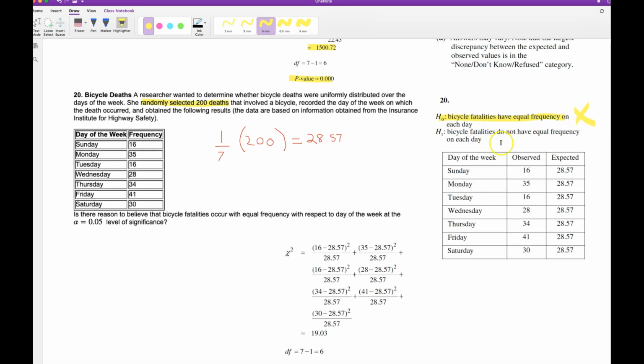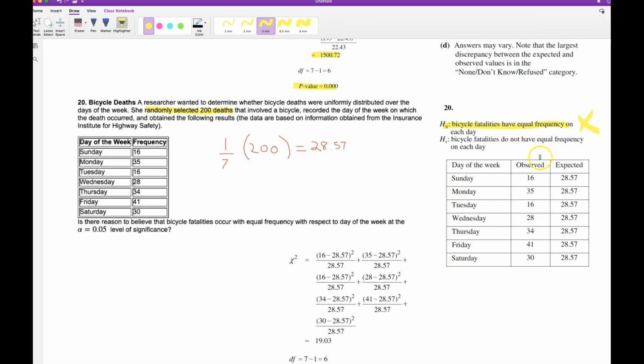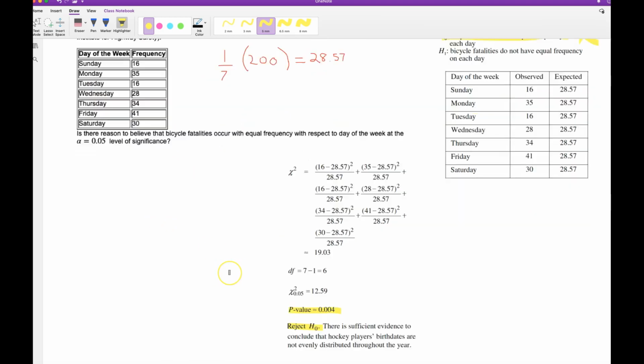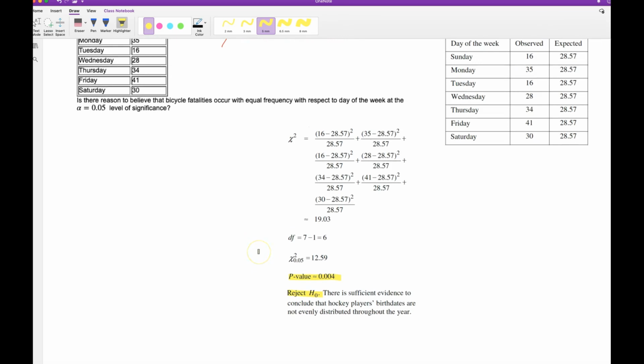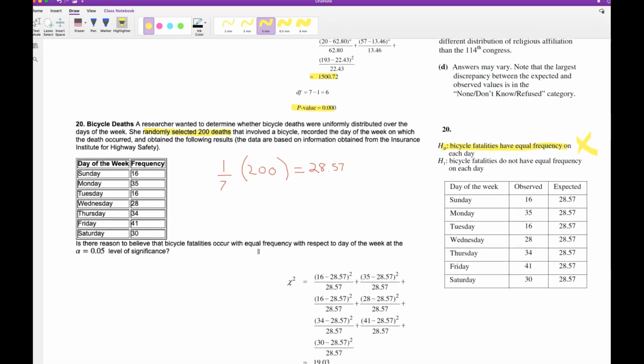So we're going to say there's sufficient evidence that the bike fatalities do not have equal frequency on each day. So there's a difference in the deaths on different days. They're not all the same. At least statistically, they're not. And so that's what we have there.